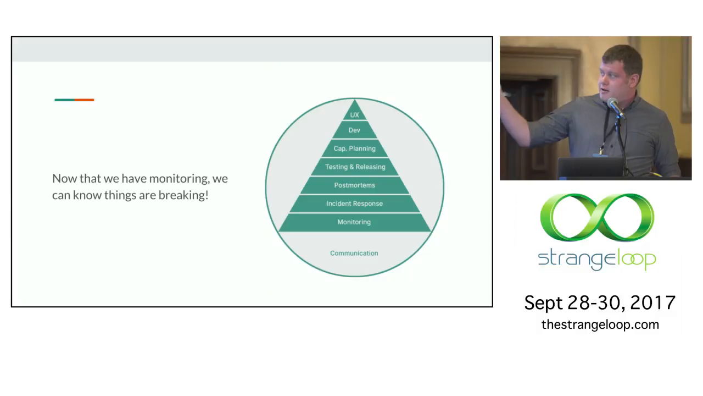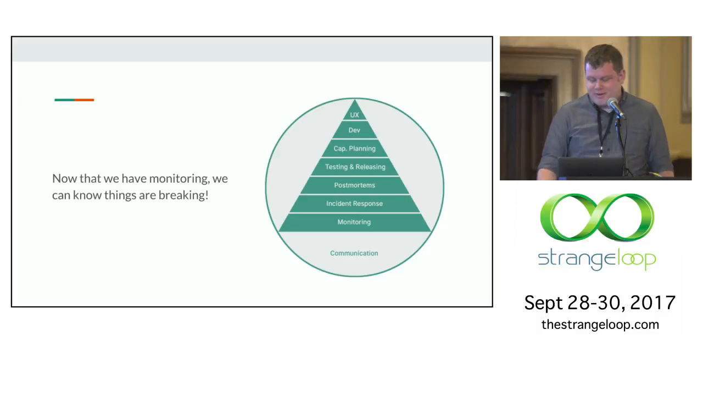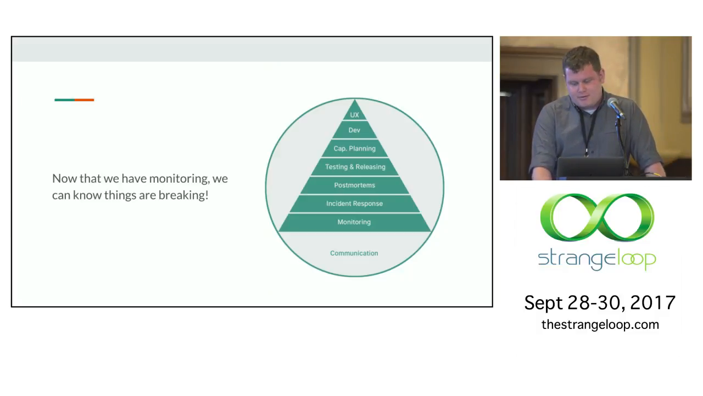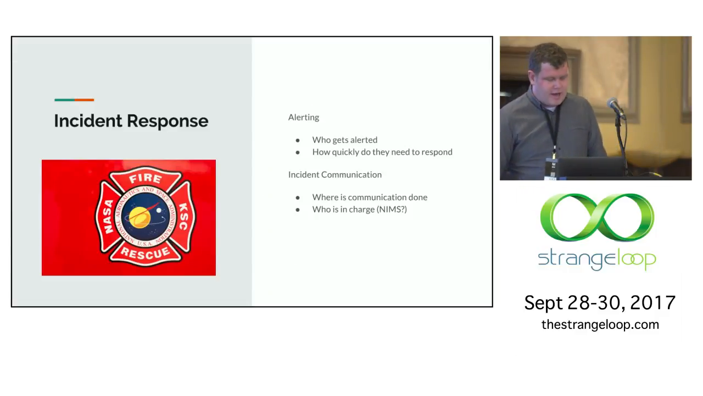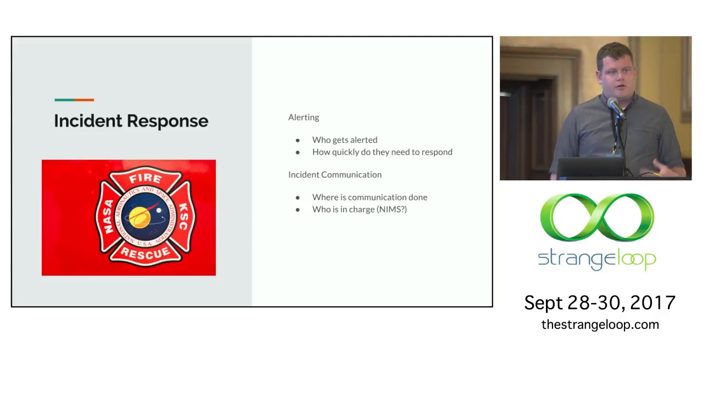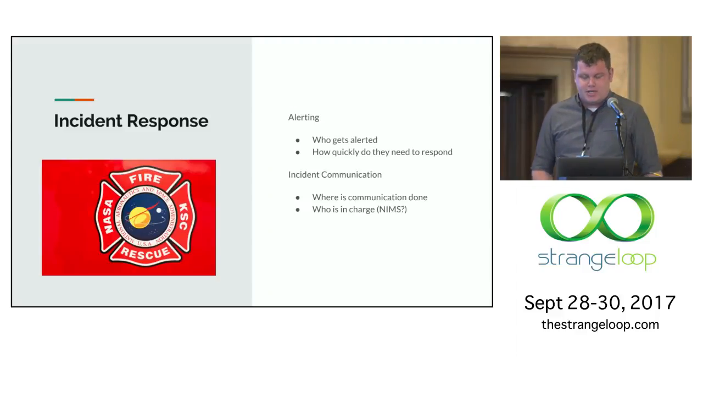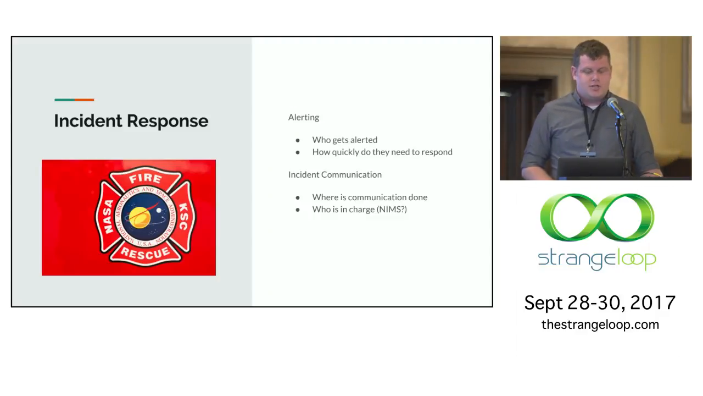Picture of our hierarchy again, monitoring at the bottom. Now that we have monitoring, we can talk about incident response, because as soon as you have monitoring, you're going to start noticing that things are not working as you expect. The two categories I think of when I think of incident response are alerting, along the lines of who gets alerted and when, and how quickly that person needs to respond, and incident communication: where is communication done and who is in charge?